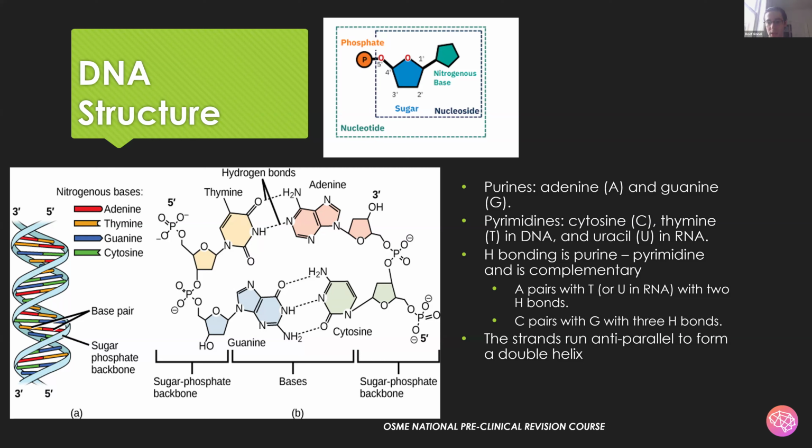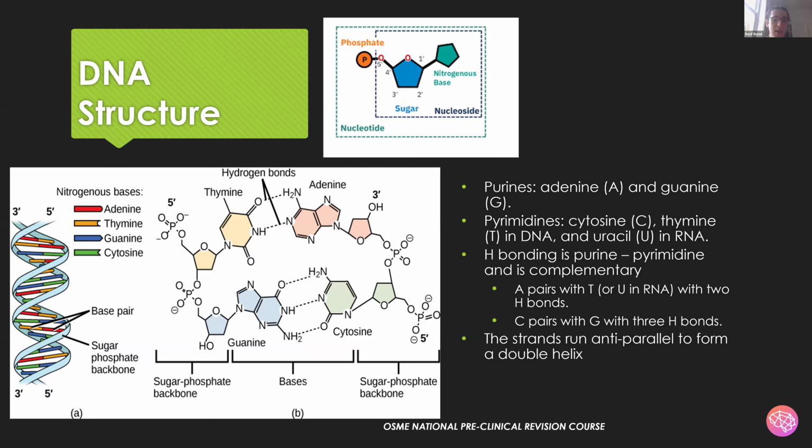Now, apart from the nitrogenous base, we also have our pentose sugar, which is deoxyribose in DNA and ribose in RNA. And then we also have our phosphate group. Now, if we think about what a nucleoside is, you can see right at the top that the only difference is that a nucleoside doesn't have a phosphate. So if you see the two terms used, you'll know the difference.